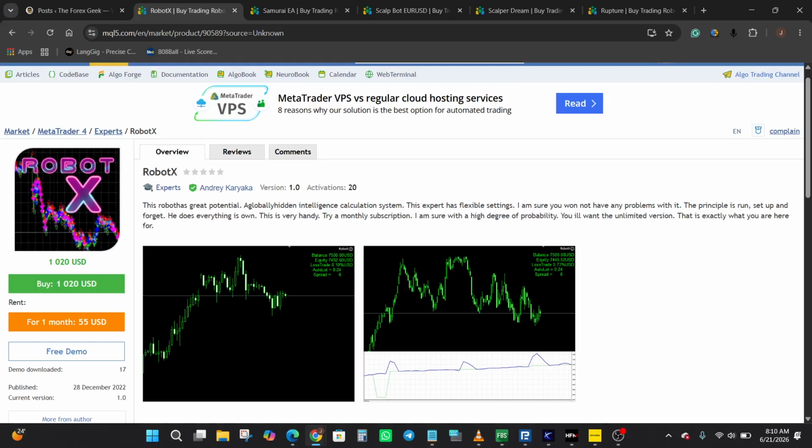Beyond that, the marketplace information does not provide specific details regarding entry conditions, indicators, trade management techniques, supported symbols, recommended timeframes, or the underlying strategy logic. Because of that, it is important not to make assumptions about how the system generates trades.